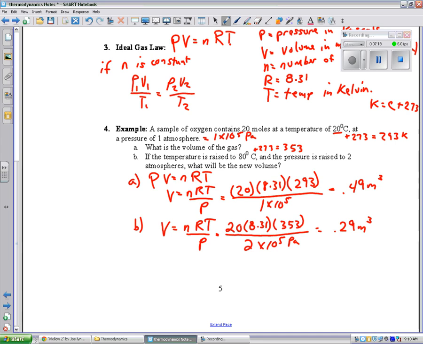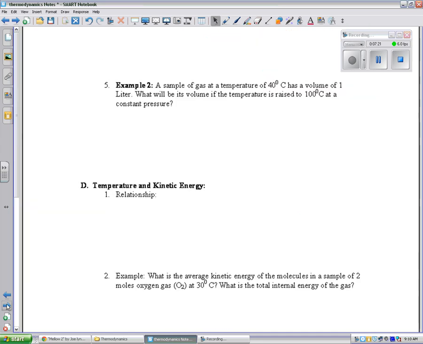We have one more example at the top of the next page. In this case, we have a sample of gas at a temperature of 40 degrees Celsius. Remember, we have to convert that, so that's 313 Kelvin. Volume of 1 liter. What will be its volume if the temperature is raised to 100? So we have to convert that too. That's 373 Kelvin. And constant pressure. When you're changing from one temperature to another, I could use PV equals nRT, find the number of moles, then use it again. But it's actually going to be a little quicker just to do it this way.